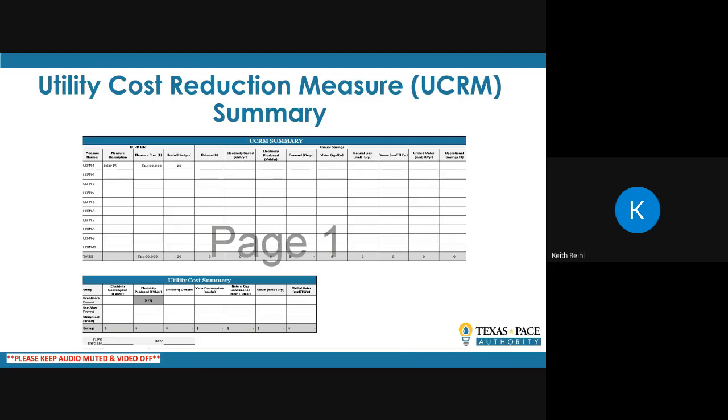Solar would be a potential for another one. So you list them out individually so they're easy enough to look at. Don't lump them all together. And that form also is available online for you to download, and it will be filled out. You use that form.